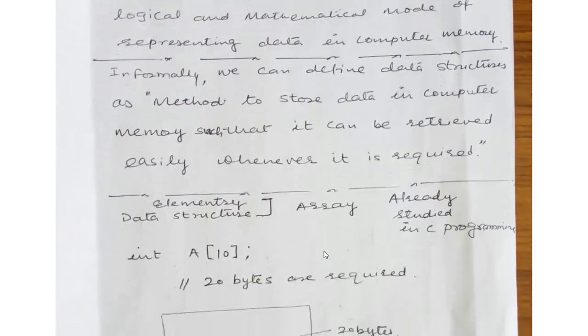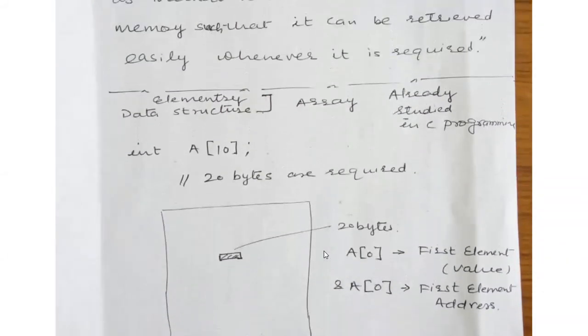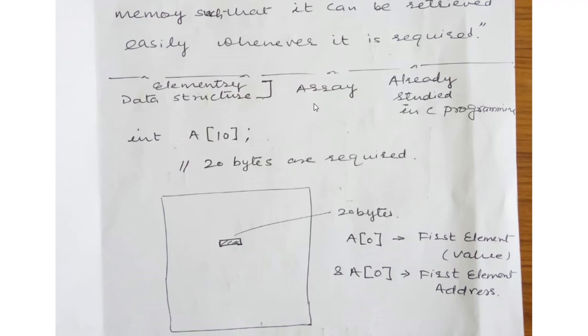So one elementary data structure, array, you have already studied in your C programming subject. Array is an elementary data structure, and data structure is not new for you. In array, you declare an array like this, A[10]. By this declaration you are telling that you are going to store 10 elements which are integers. Now an integer takes 2 bytes, so this array A will require 20 bytes.